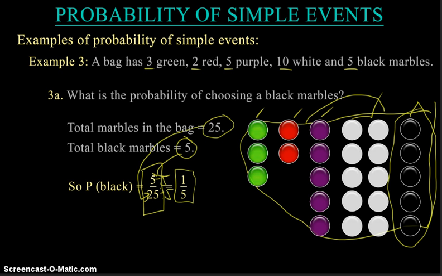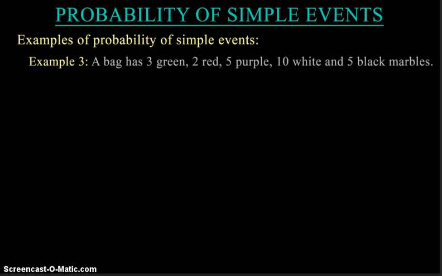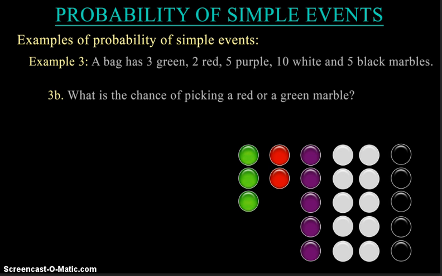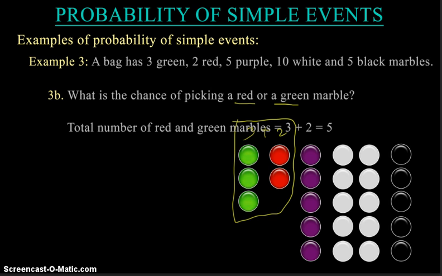Okay. Next, same given pa rin. So what is the chance of picking a red or green marble? So what is the chance na makuha natin ay red o kaya ay green marble? So meron tayong 2 red at 3 green marble. So i-add natin yung dalawang yan. So that is 3 plus 2, that is 5. So the number of red and green marble is equal to 5.